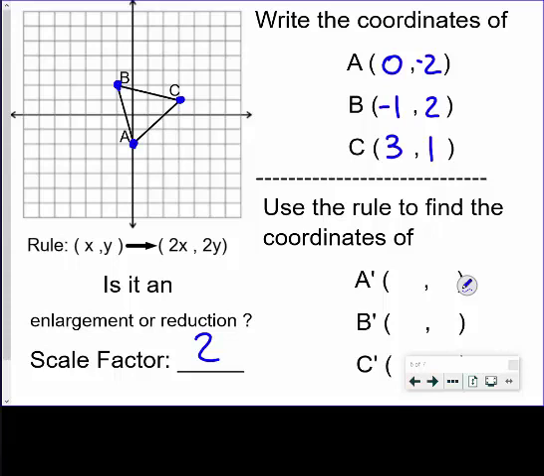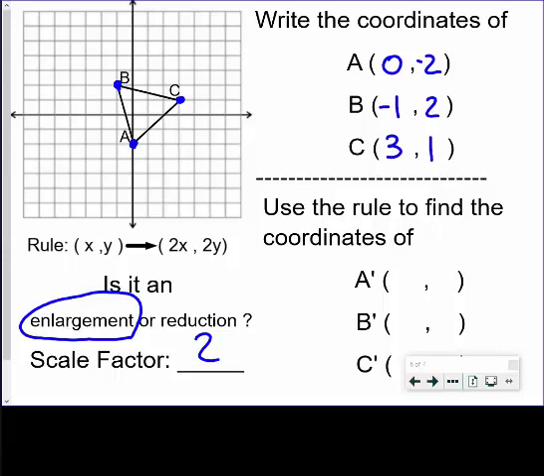Is that 2 bigger than 1 or smaller than 1? Bigger. So it's greater than 1. So what does that mean about our scale factor? It's an enlargement. Greater than 1 is an enlargement. So how can we use our pre-image coordinates and our scale factor to find our image coordinates? Use the scale factor and times that by x and y. Yep, take each piece, multiply it by your scale factor.